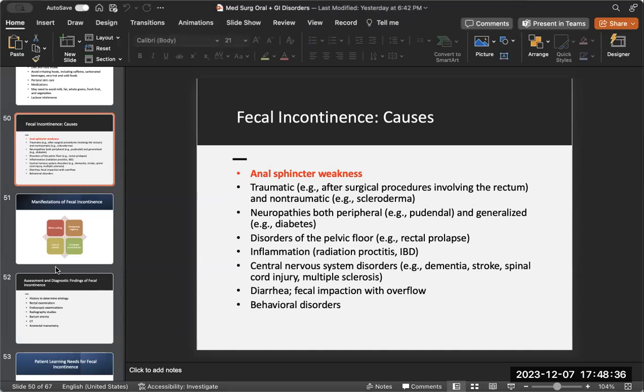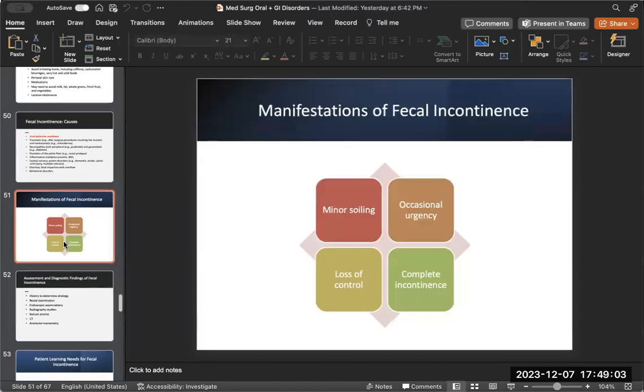It could be traumatic, non-traumatic, a neural problem, like let's just say diabetes. It can be caused due to inflammation. There's a lot of different reasons as to why they could just keep going, right? Diarrhea, if they have fecal impaction, like I said, sometimes they could just try to spurt out a little bit. So it can cause a little bit of diarrhea or just poop to come out and things like that.